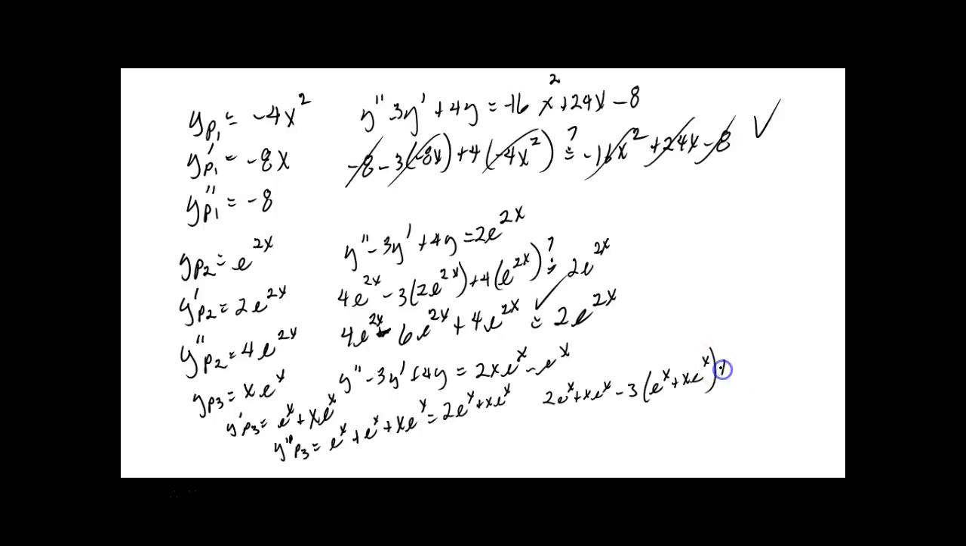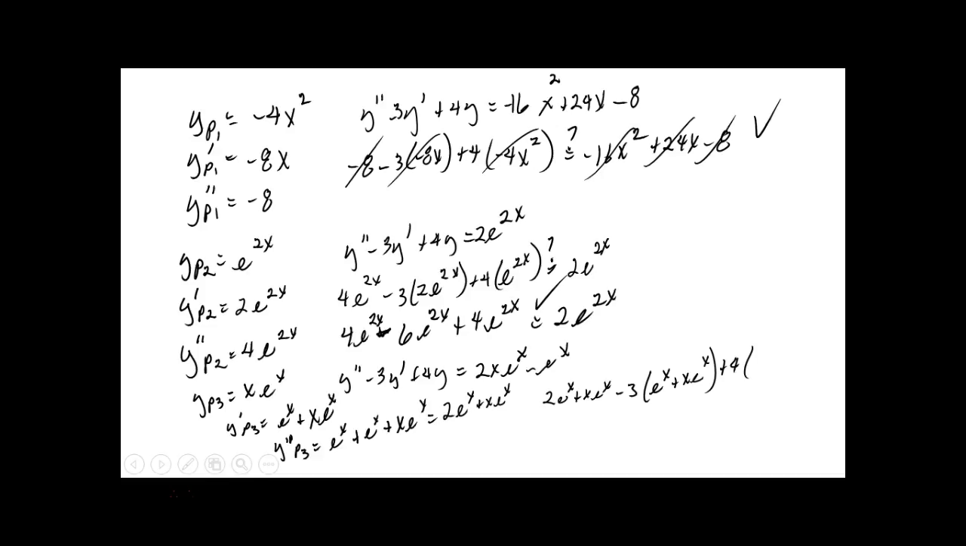Plus 4 times your y, and your y is x e to the x. And the question is, is that equal to 2x e to the x minus e to the x?